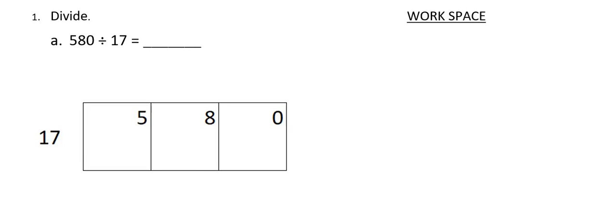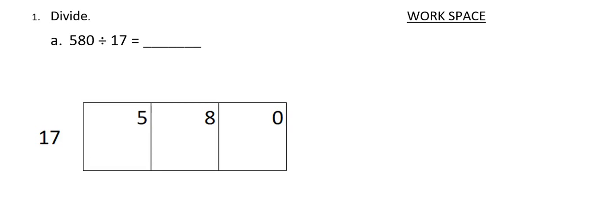When we're dividing by multiples of 10, we could skip count by those multiples or think of related facts, but it's a little hard to skip count by 17. So I'm going to look at 17 as the estimated number of 20. I know that 17 is close to 20, so that's going to help me narrow down my answer for my quotient.